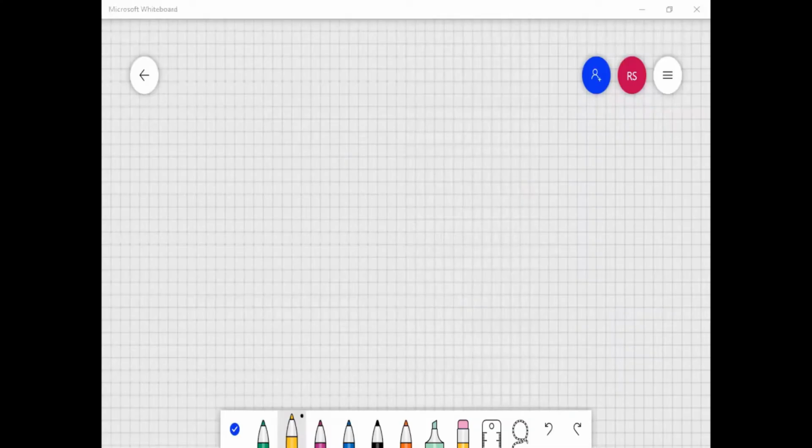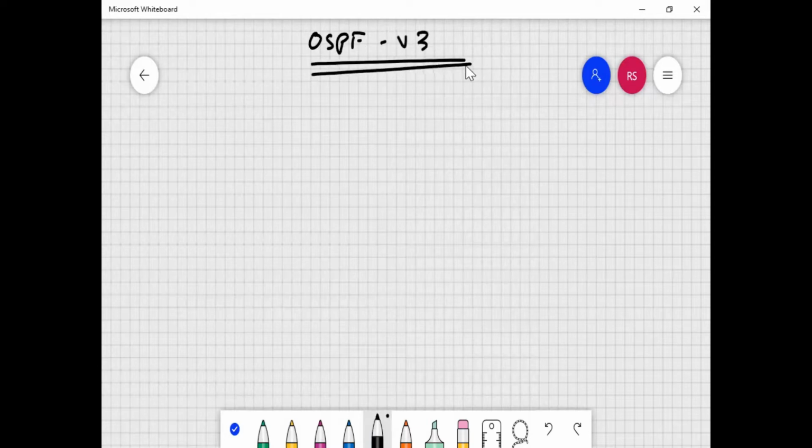Why to left out with the last option, that is OSPF version 3. Okay, so this is your OSPF version 3. Earlier, what was working on IPv4, that was your OSPF version 2. But in this case, it is known as OSPF version 3.